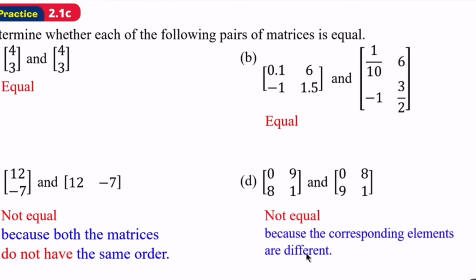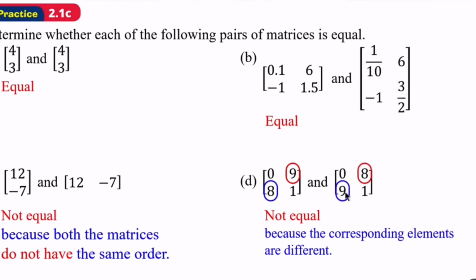Okay, so this is exercise practice 2.1c, and you need to do it in the exercise book. You need to check carefully all the corresponding elements for each of the matrices. For example, the D, you can see the 9 and 8, they are not equal. Even though we can see 0 is equal to 0, 8 is not equal to 9. So this is not an equal matrix.